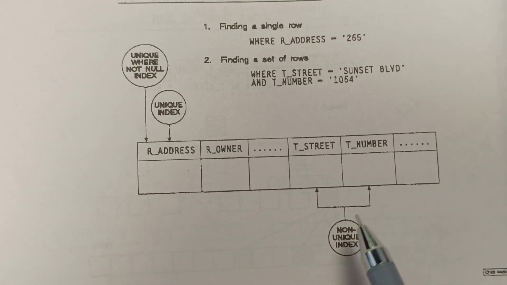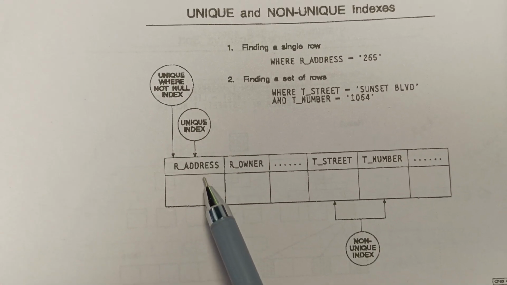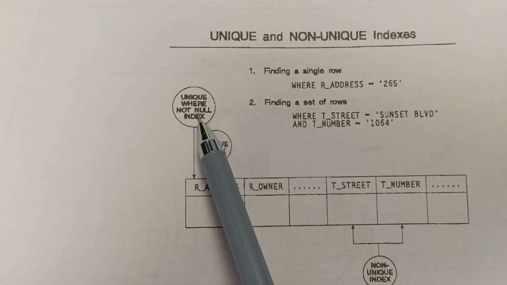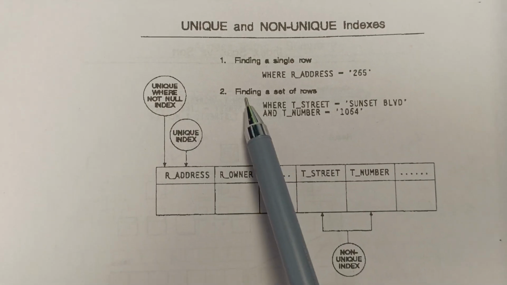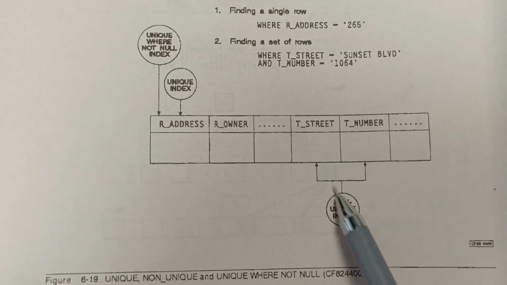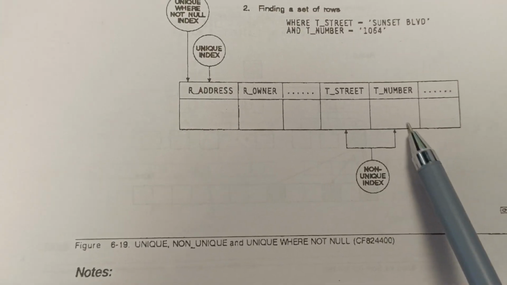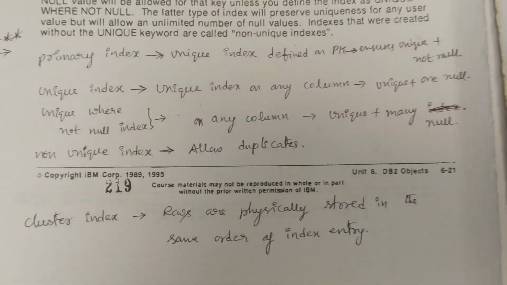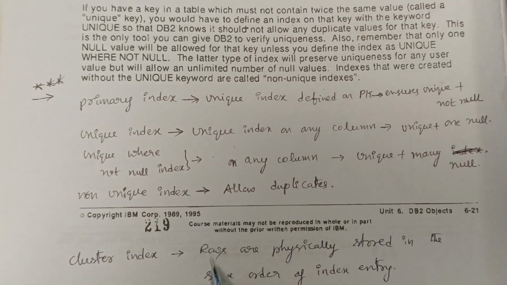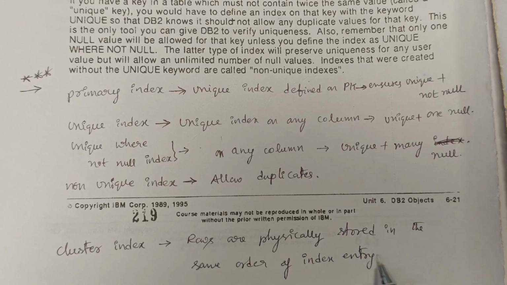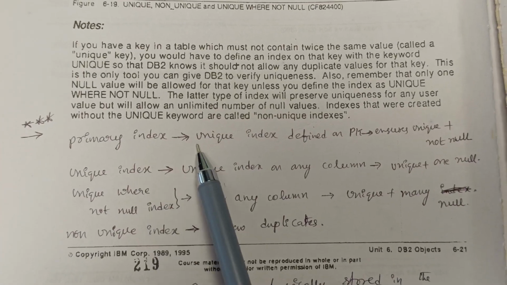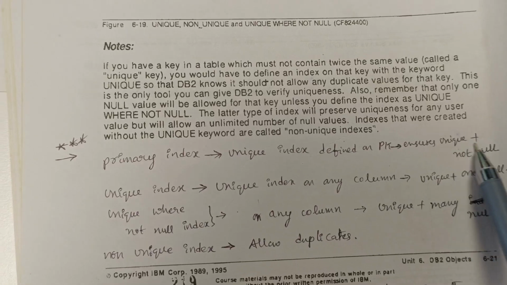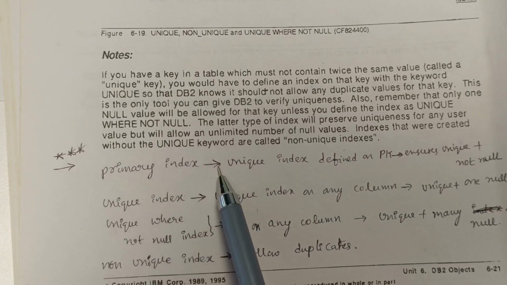If you look at this diagram, a unique index is nothing but fetching by the criteria on a single column, and a unique where not null index here, and finding a set of rows based on multiple columns is called a non-unique index. These are different types of indexes. You can see the cluster index rows are physically ordered, and you can see the primary index, a unique index defined on the primary key, ensures unique plus not null. These are called a primary key index.